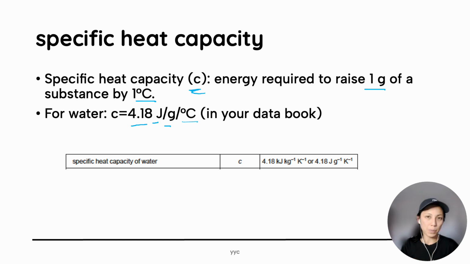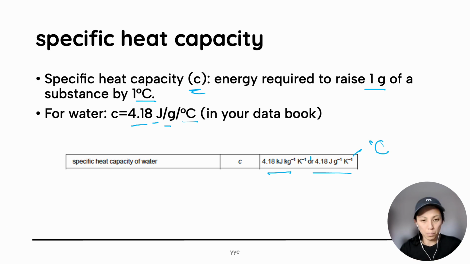Now, you don't have to remember that number, but you'll get so used to it that it'll just come automatically. If you forget, in your data book they actually have the value here, either in the units of kilojoules per kilogram per Kelvin, or joules per gram per Kelvin, or you can use degrees Celsius. The reason you can get away with using degrees Celsius is it's just temperature change. Whether it's 1 degree Celsius or 1 degree Kelvin, it's the same thing.